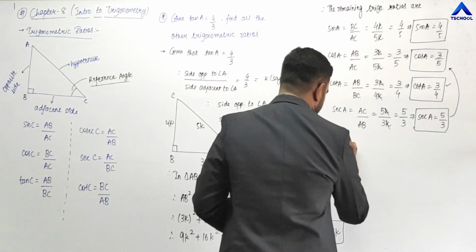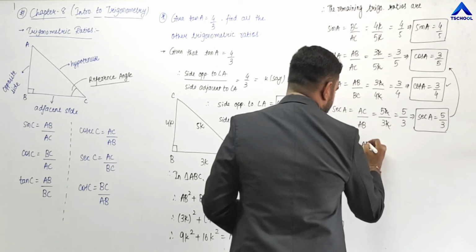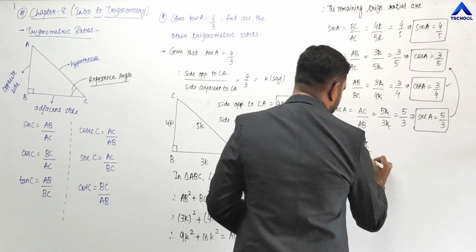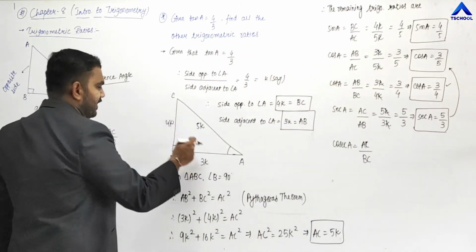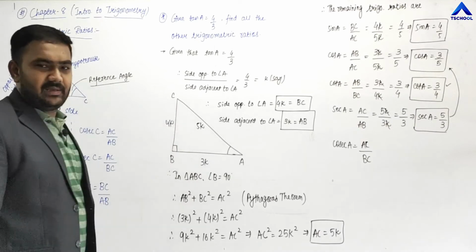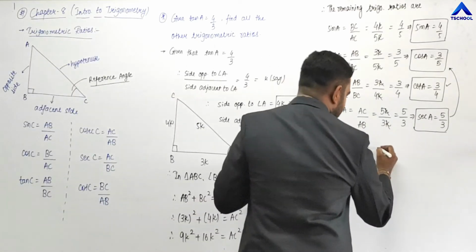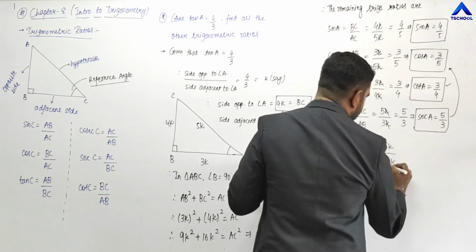And the fifth one, that is cosec A, which is equal to hypotenuse divided by the side opposite to angle A. Hypotenuse divided by the side opposite to angle A, that is AC upon BC. So what is AC, friends? 5K divided by BC, that is 4K.